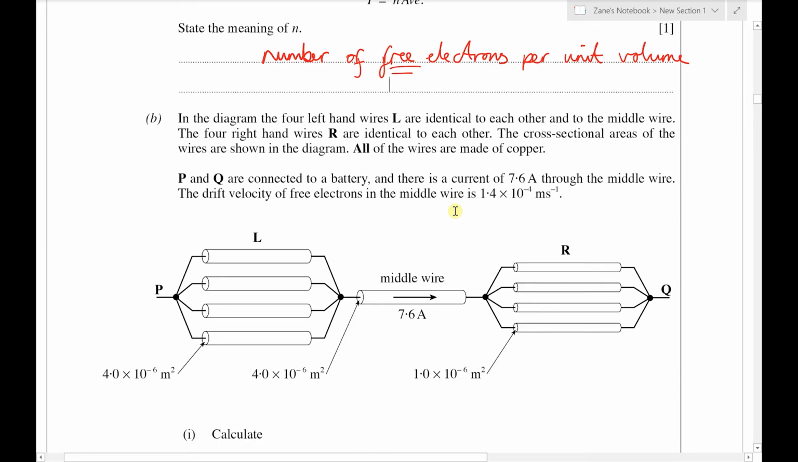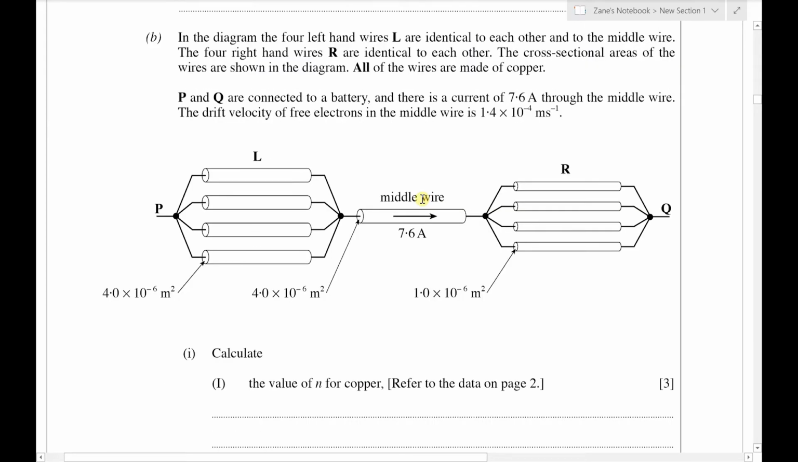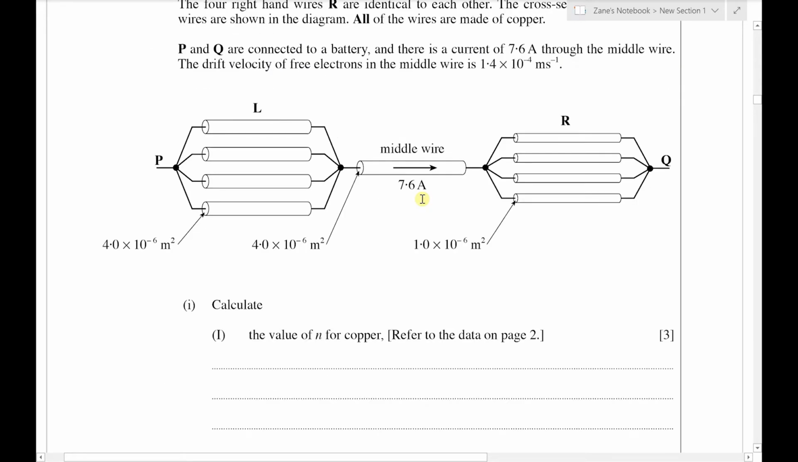In the next part of the question, we have 4 wires connected to a single wire and then connected to 4 different wires. The cross-sectional areas of the wires in L are the same as the cross-sectional area of this middle wire, and they're all made of the same material, they're all made of copper. We're told that the current in the center wire is 7.6 amps and the drift velocity of those free electrons is 1.4 times 10 to the minus 4 meters per second. And we've got to calculate the value of N for copper.